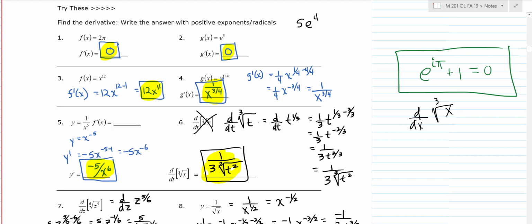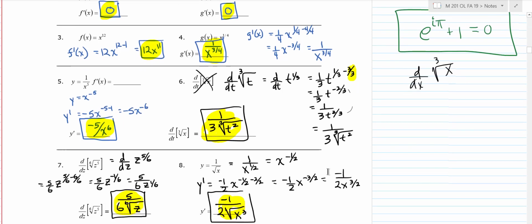So again, what I do is I change this to t to the 1/3. A third root is the same thing as a 1/3 power. Bring the 1/3 down, subtract 1 from the exponent. That again is why I'm using 3/3. So you get this, change that to a positive exponent, and then change that back to a radical. So that's the answer on that.